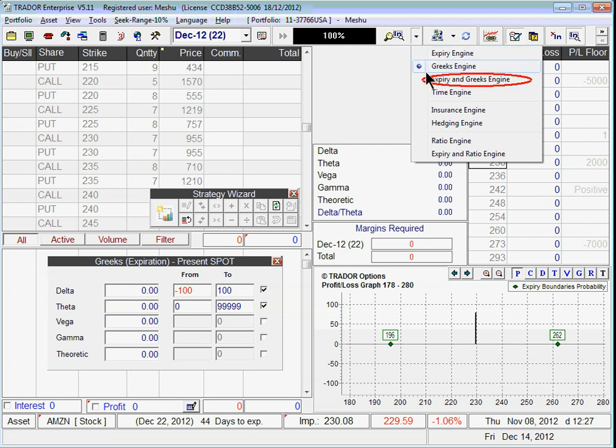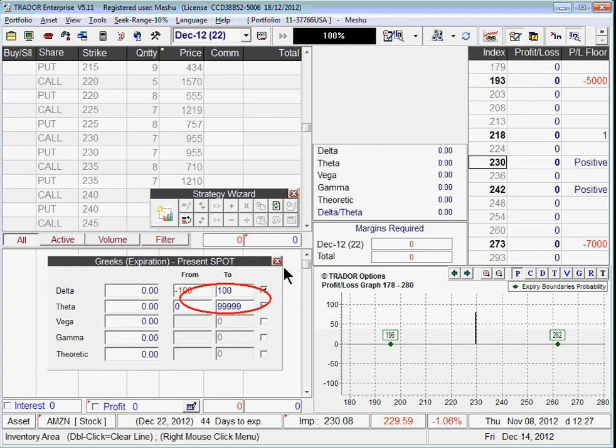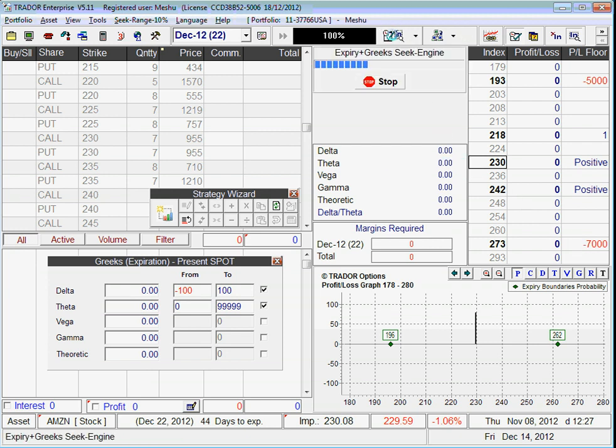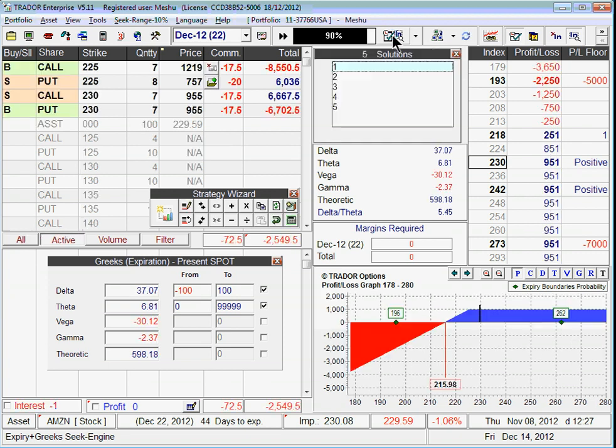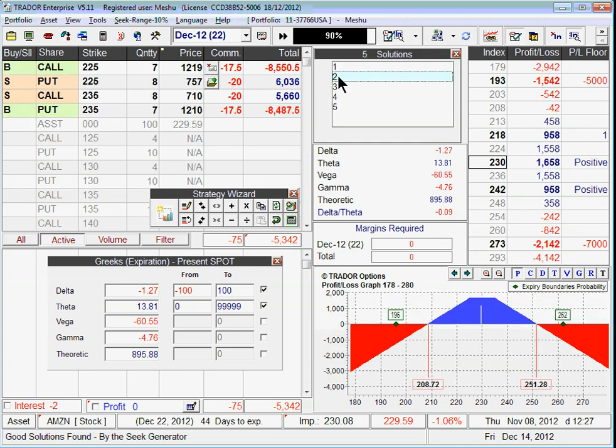The third engine is the combined expiry and Greeks engine that are actually activated together so that they are seeking both for Greeks and for the profit-loss floor defined. So, I'll leave the delta and theta as before and leave the same defined floors and activate the engine. After the current seek range is done, we can see that the solutions found match either the Greeks or the floors as defined.